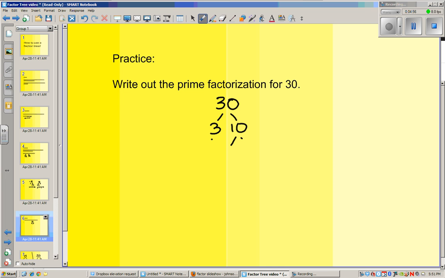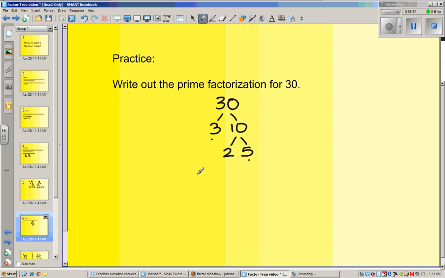But 10 can be broken down. I'm going to use 2 and 5. 2 times 5 is 10. 3 is a prime number, so I have to stop. 2 is a prime number. Can I break down 5 any further? No, it's also a prime number. So here I have 3, 2, and 5.